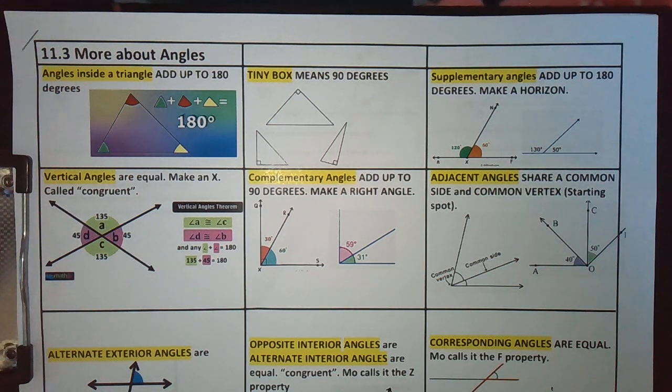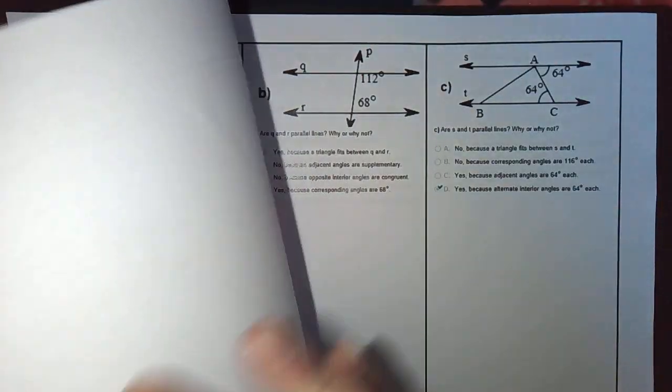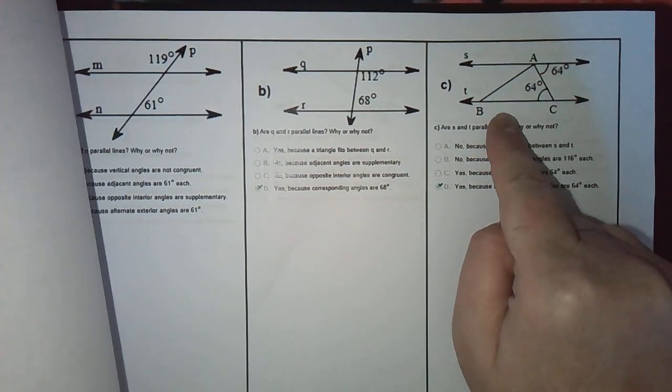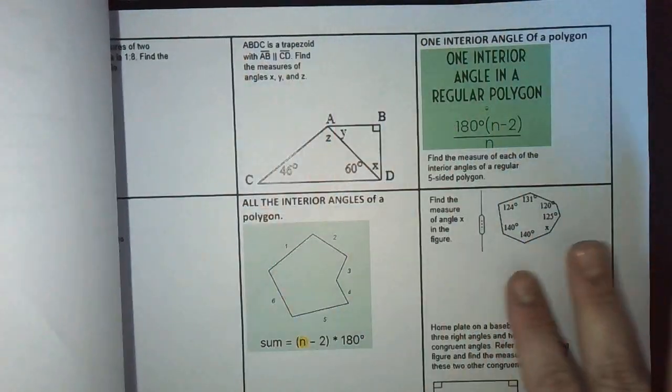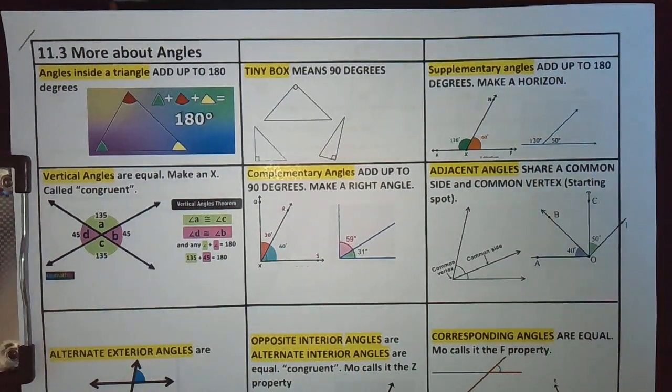Mo. This is 11.3. 11.3 isn't that bad except for this one problem that's like A through F, so we're going to go through that sucker together, and then after that there's little baby problems that we'll do. Okay, so first we got to figure out what some words are.